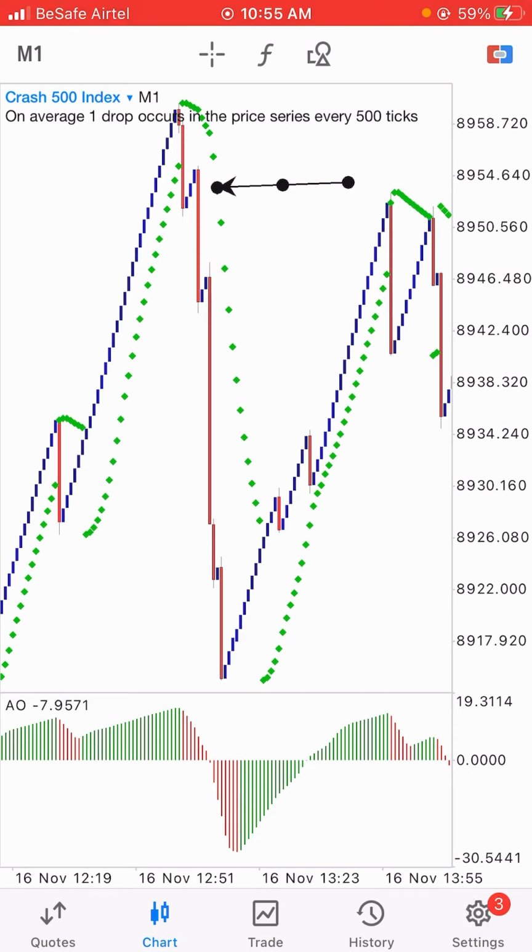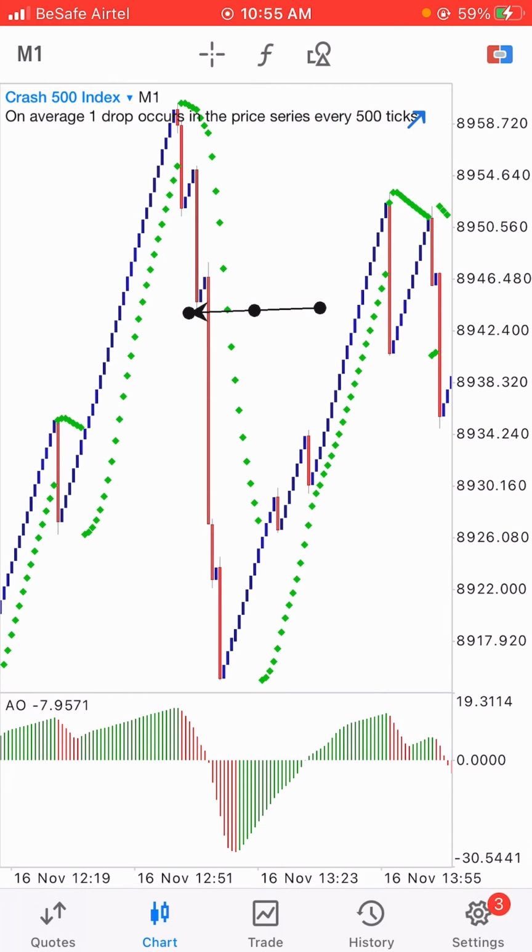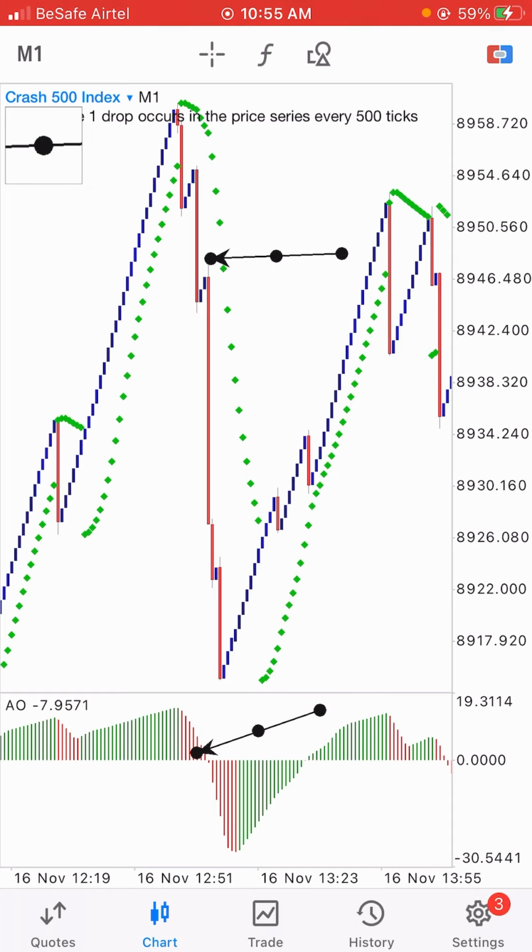You can see this spike. After this spike, the parabolic SAR will face to the downside. You get it? So you also check the awesome oscillator. You see the awesome oscillator, the red candles are out here, and you can see the spikes that came alongside it. 1, 2, 3, 4.